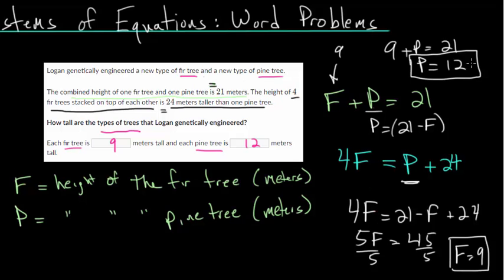So let's just think this through. We know that they're going to add up to 21, since that's how we found P, but let's use the other equation to make sense. So the height of 4 fir trees, so if each of them are 9, then when we stack them on top of each other, we'll get 36 meters. And that's supposed to be 24 meters taller than one pine tree. Well, the pine tree is 12, and if we add 24 and 12, we get 36, which is what we'd expect. So we checked it with the other equation. It made sense, so we can feel very good about this. We can plug that into the box and feel confident that we're getting it correct.